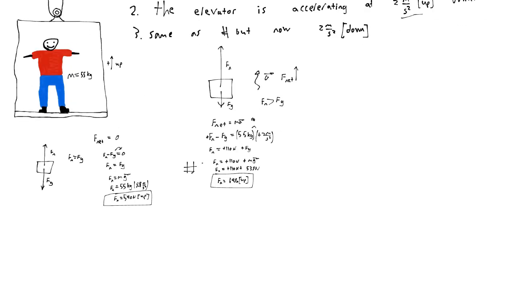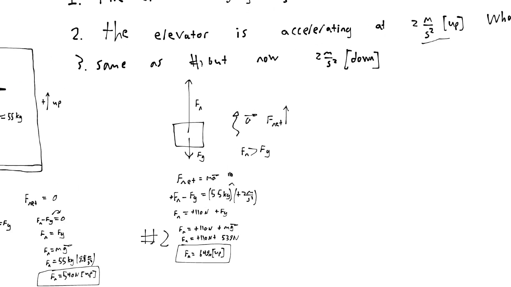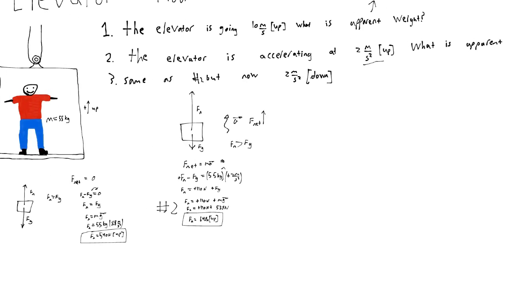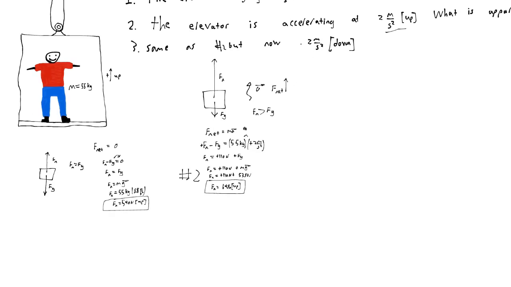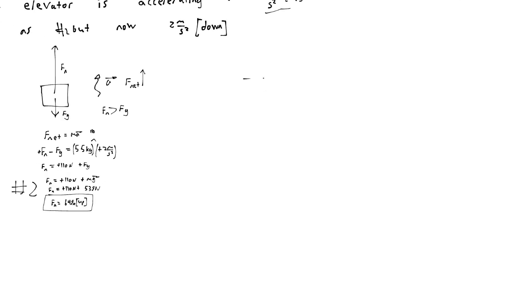And then finally number 3. Actually this is supposed to say number 3. So same as number 2, but now 2 meters a second squared down. So it's the same sort of problem. We're finding the apparent weight, but now it's accelerating 2 meters a second squared down. So just like before, I'm going to draw a free body diagram.